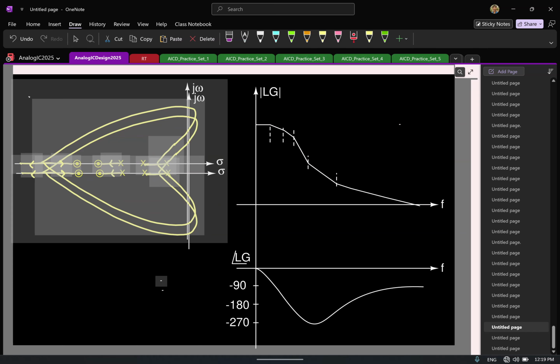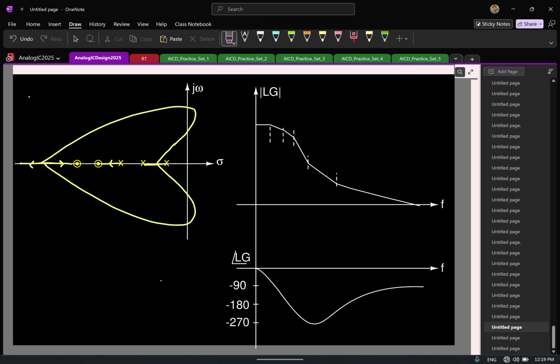So on the right side, I basically sketched the rough Bode plot for the same system. So you can see I have 3 poles. After 3 poles, what will happen to the slope here? Minus 60 dB per decade, and then I have two zeros. So what will happen to the slope here? Minus 20 dB per decade, and this is the phase plot.